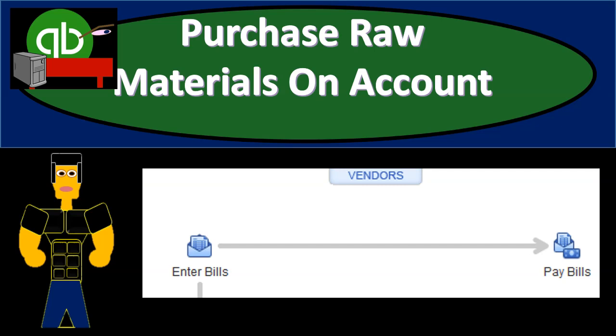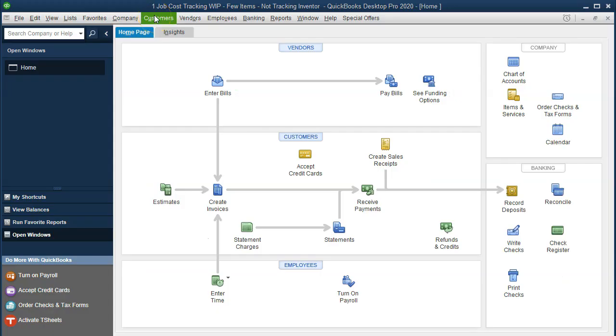In this presentation, we're going to record the purchase of raw materials that will then be used on particular jobs. We're going to be purchasing them on account, in other words, not paying cash, but recording them to accounts payable within QuickBooks Desktop, QuickBooks Pro. Here we are in our practice problem 1, job cost tracking, work in process.